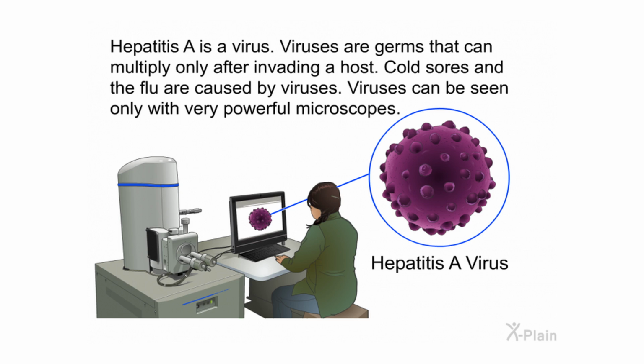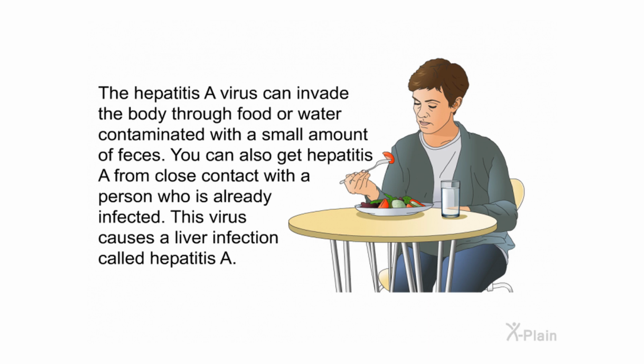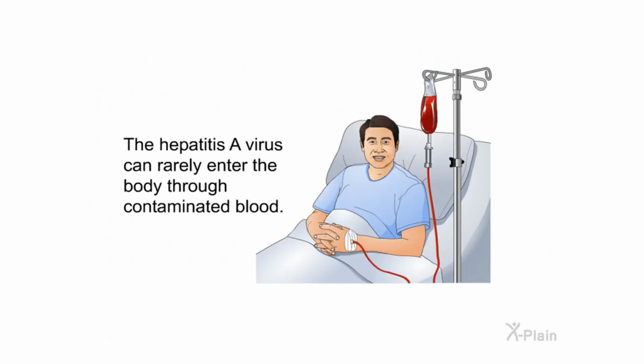Hepatitis A is a virus. Viruses are germs that can multiply only after invading a host. Cold sores and the flu are caused by viruses. Viruses can be seen only with very powerful microscopes. The hepatitis A virus can invade the body through food or water contaminated with a small amount of feces. You can also get hepatitis A from close contact with a person who is already infected. This virus causes a liver infection called hepatitis A. The hepatitis A virus can rarely enter the body through contaminated blood.